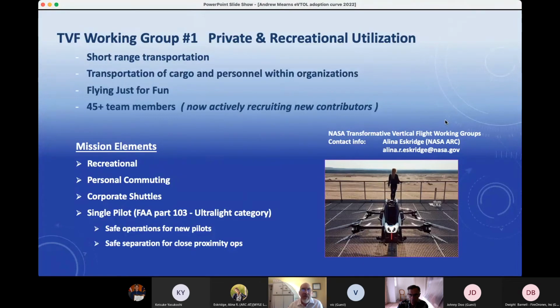This is just our baseline page about working group number one, and I think most everybody in this group knows what it's about, but we're focused on recreational and short range aircraft in the U.S. A lot of that falls under Part 103, which is for ultralight aircraft, and also Part 91 regulations for private aircraft. That could pertain to corporate use. So private use in this case would still include corporate use for corporate transportation within a company, that sort of thing, and recreational travel.